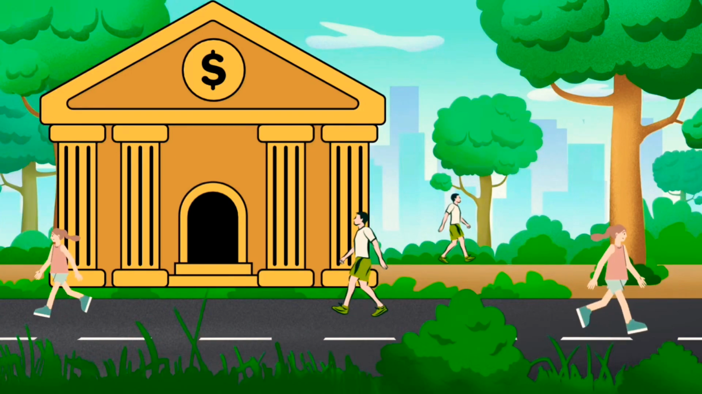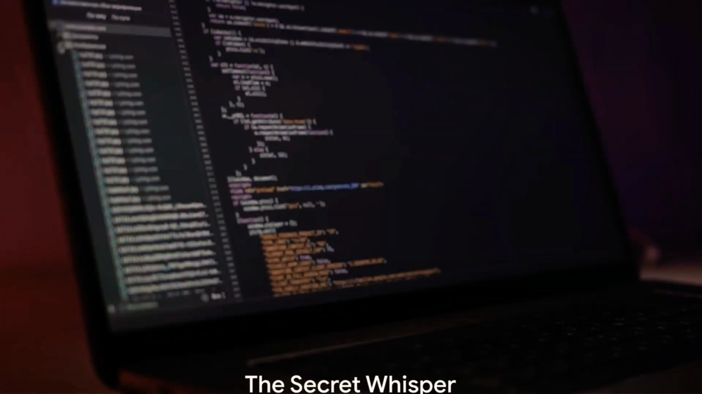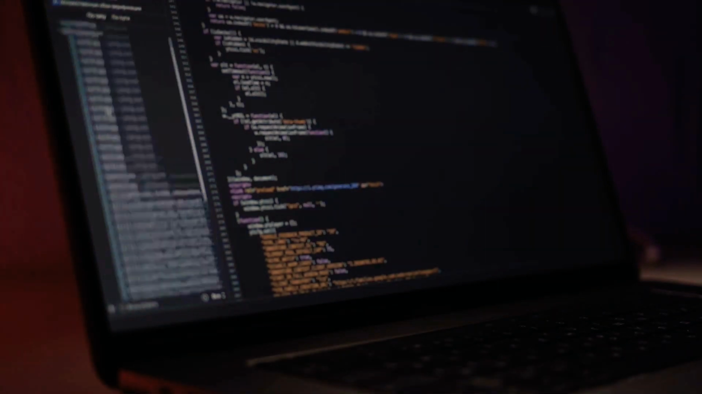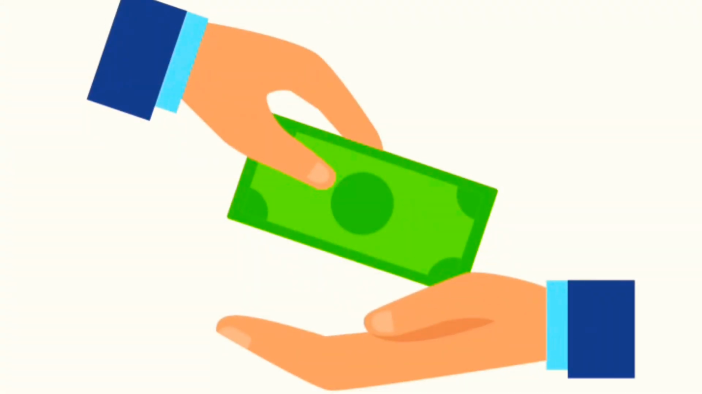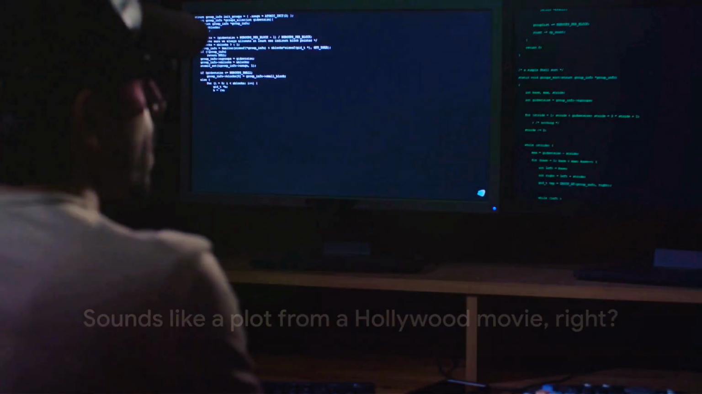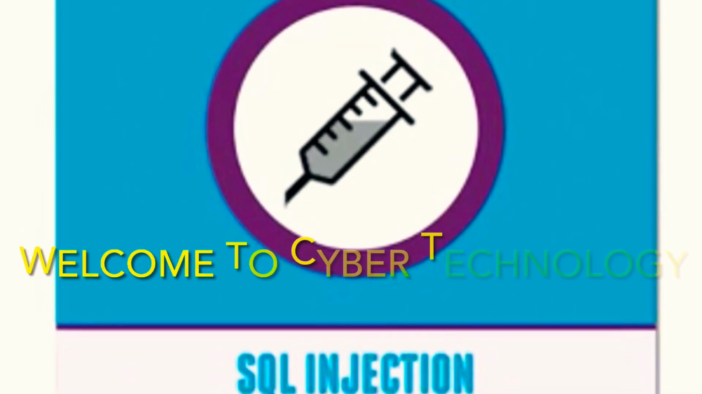Imagine walking into a bank, casually approaching the teller, and instead of asking to withdraw a specific amount of money from your account, you whisper a secret phrase. Suddenly, the teller's eyes glaze over and she starts emptying the entire cash drawer, handing it over to you. Sounds like a plot from a Hollywood movie, right? Well, in the world of databases, there's something eerily similar: SQL injection.